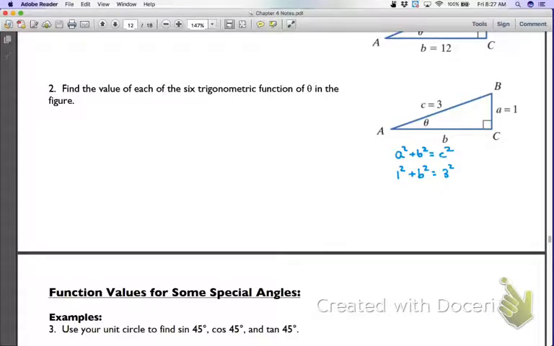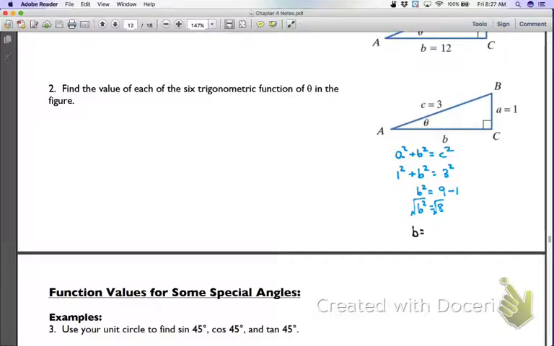Okay? In some cases, you might not get a nice, neat number. That's okay. All right, so in this case, I'm going to go ahead and do a couple things at once. I'm going to have 9 minus 1. And then if I have b squared equal to 8, then I need to take the square root. Okay? 8's not a perfect square. That's okay, so I'm going to have a radical. That's going to happen every so often.